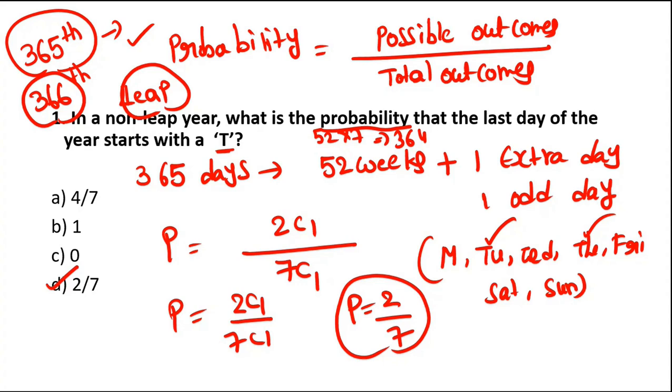Activities are there, any one day out of the week, so 7C1. It should start with T, so Tuesday or Thursday, 2C1. So 2C1 divided by 7C1, option D, 2 by 7 is the answer. 437, is that fine? Yeah.